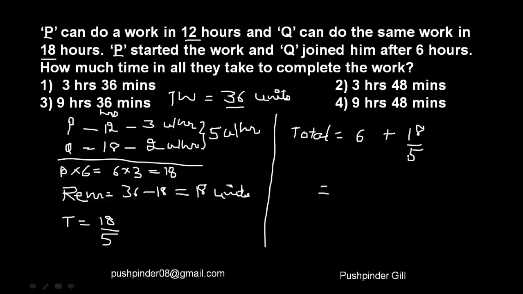Now what is 18 by 5 hours? If we divide 18 by 5, we get 3.6, right? So if we add both of them, that is 9.6 hours. Fine. So it's 9.6 hours. So 0.6 hours is equal to 36 minutes. So our answer is 9 hours and 36 minutes. So I hope everyone understood this question.